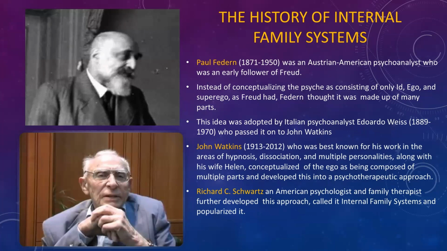Paul Federn, who lived from 1871 to 1950, was an Austrian-American psychoanalyst who was an early follower of Freud. Instead of conceptualizing the psyche as consisting of only id, ego, and superego, as Freud had, Federn thought it was made up of many different parts. This idea was adopted by Italian psychoanalyst Edoardo Weiss, who passed it on to John Watkins. John Watkins, who is best known for his work in the areas of hypnosis, dissociation, and multiple personalities, along with his wife Helen, conceptualized the ego as being composed of multiple parts and developed this into a psychotherapeutic approach. Richard Schwartz, an American psychologist and family therapist, further developed this approach, called it internal family systems, and popularized it.